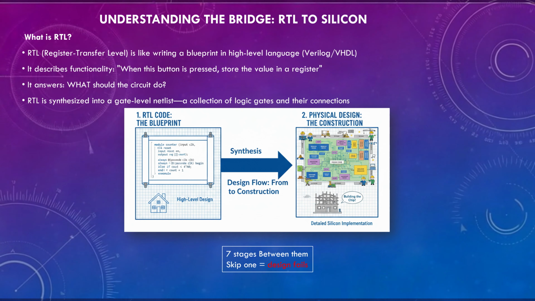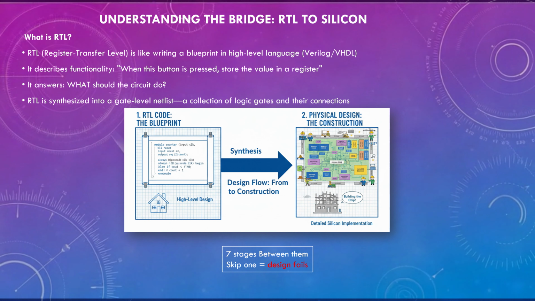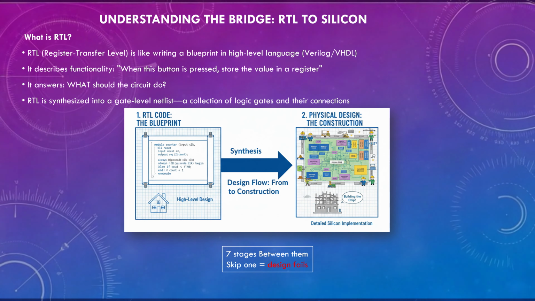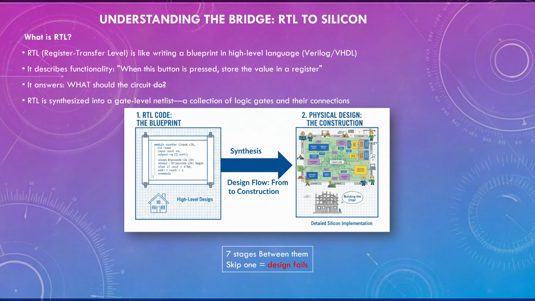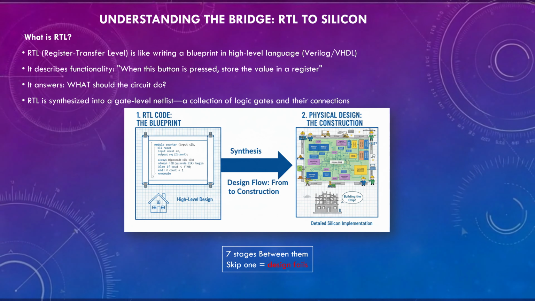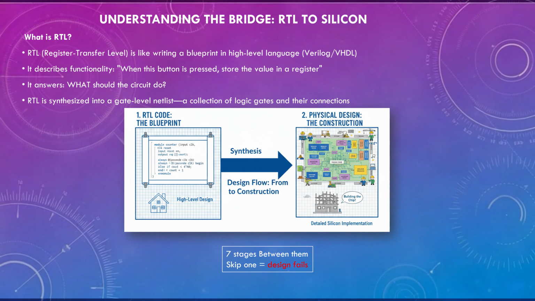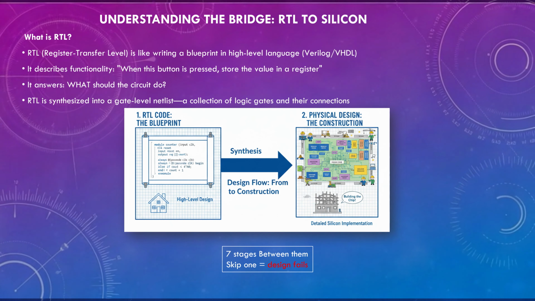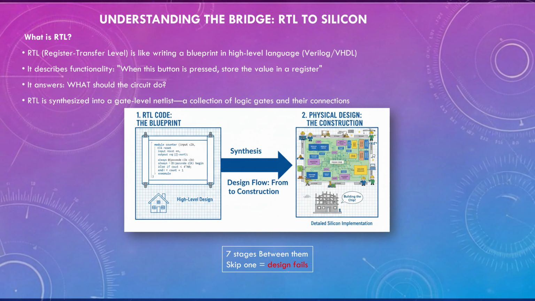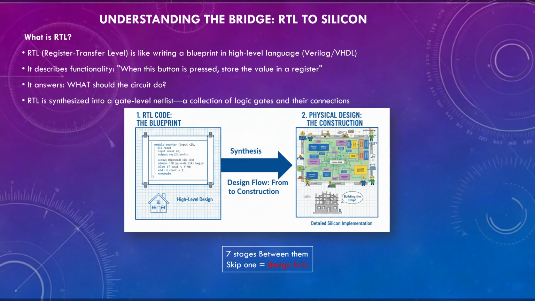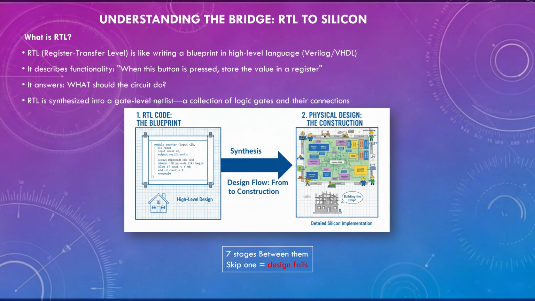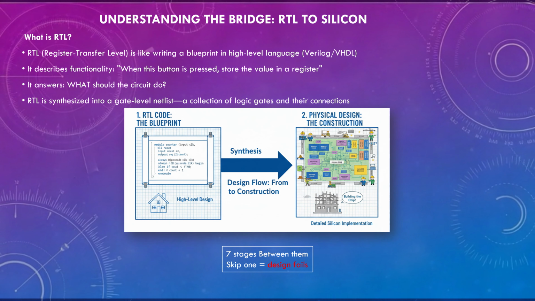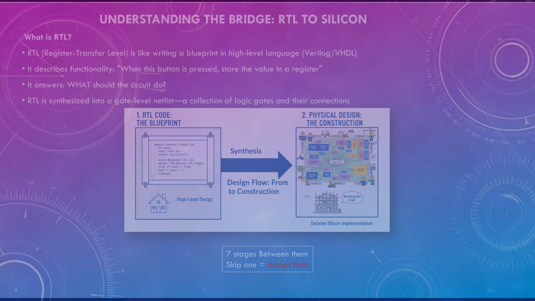There are 7 stages between RTL and a working chip. Skip even one stage, your design fails. Think of it like making Hyderabadi chicken biryani. You have the recipe, RTL, but you need to prepare ingredients, layer rice, cook in dum style, add raita. Skip adding chicken, it's a disaster. That's exactly what physical design is, the step-by-step cooking process that transforms your recipe into actual biryani. I mean, silicon.